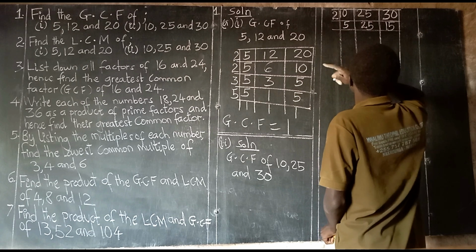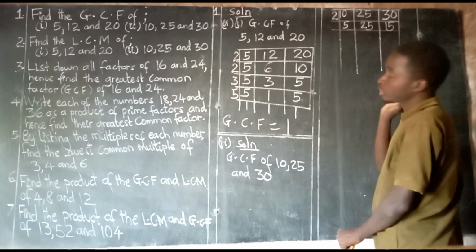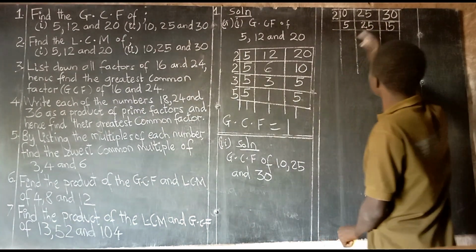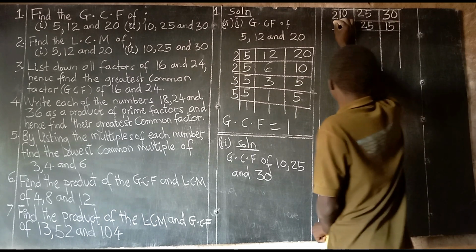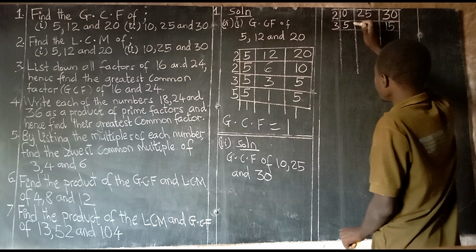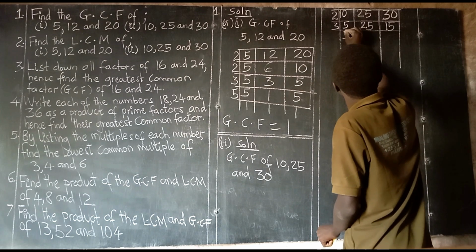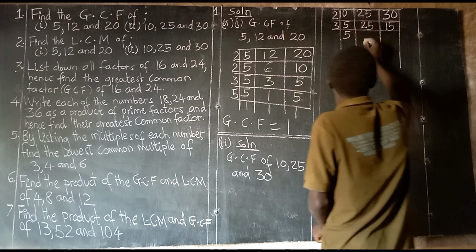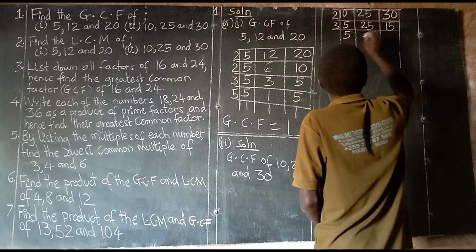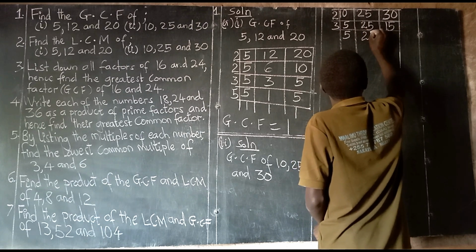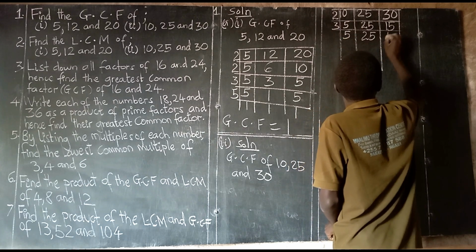Now we are through with the 2. Is there any which is still divisible by 2 among the 3? The answer is no. So here we shift to 3. Is there any which is divisible by 3? The answer is yes, because we have 15. So by 3, 5 over 3, we write 5, as when you divide it, we have a remainder. 25 over 3 is not divisible completely, so write it as it is. 15 over 3, you get 5.